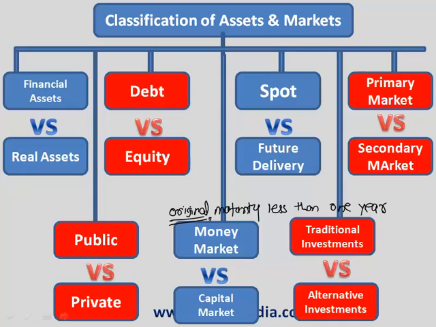But how about a T-bond, a treasury bond, which was issued 20 years ago, or let's say 19 and a half years ago, with a total maturity of 20 years? That means a remaining maturity of 6 months. That would not be considered a part of the money market. Are we clear? Only those instruments which have an original maturity of less than 1 year are part of your money market. Spot versus future. What is this?